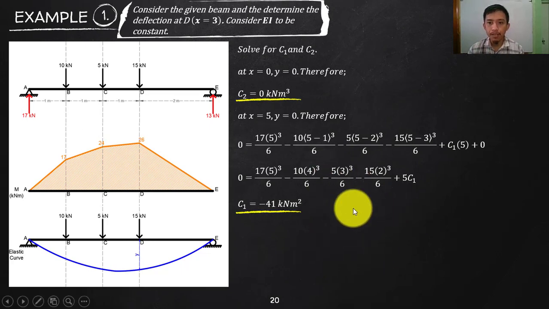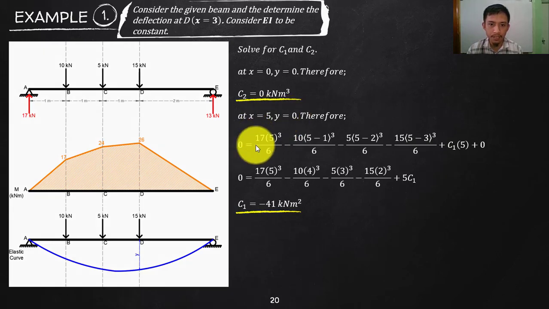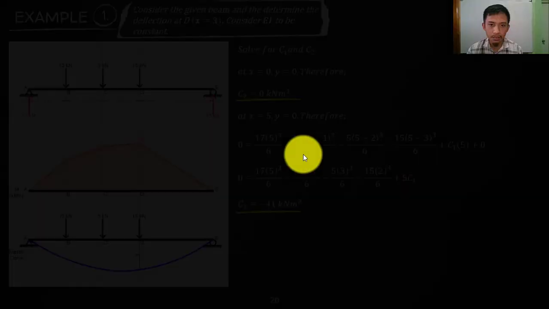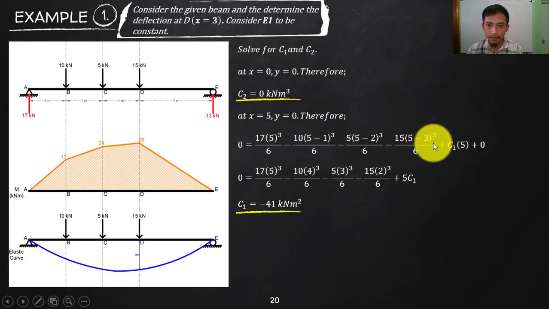So that is your kilonewton meter cubed, but that is 0, as I've said, substituting x equals 0, y equals 0 at your point A. And then we know at another point E, y is 0 also, but the x there is 2 plus 1 plus 1 plus 1, which is 5. So at x equals 5, y is still 0. Substitute that one. So the left side is 0. But this will be 5, 5, 5.